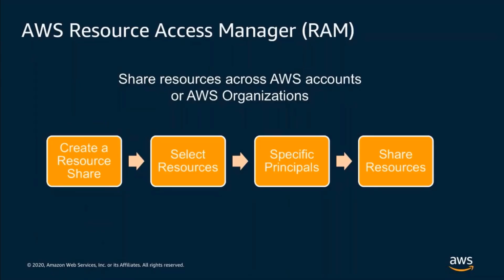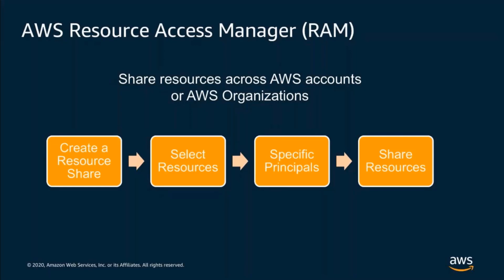Another important component in this solution is AWS Resource Access Manager, RAM. RAM is used to share resources across your environment, whether it be to another account or to AWS organizations. RAM makes it easy for you to take the resources that you need and make them available to other accounts via their console or through CloudFormation.